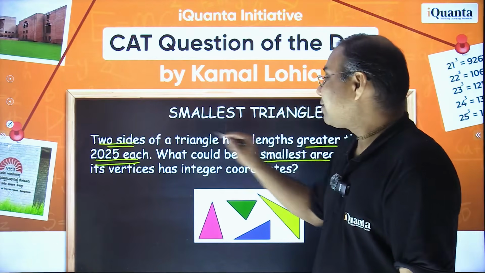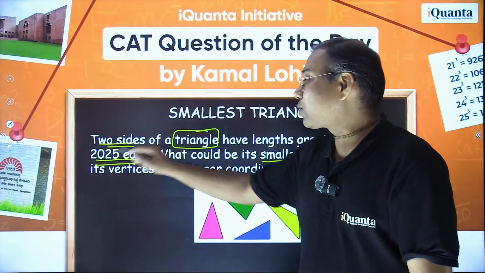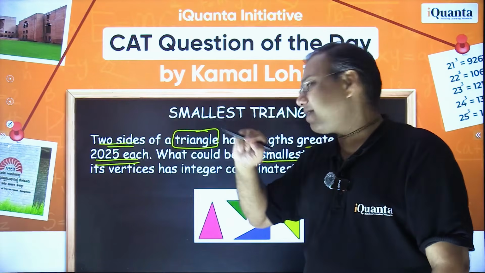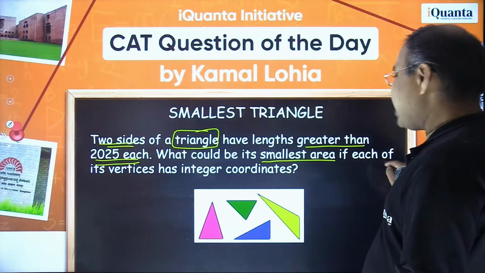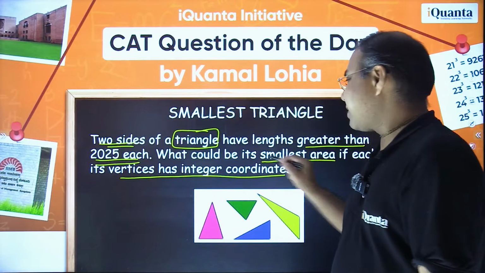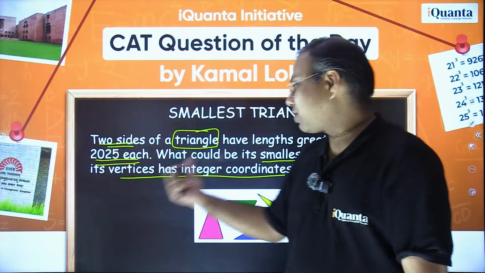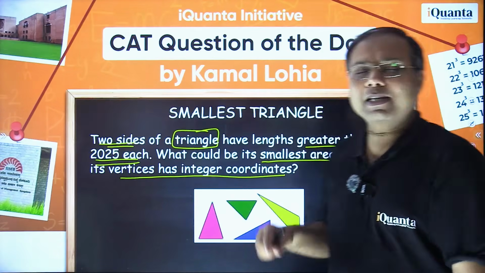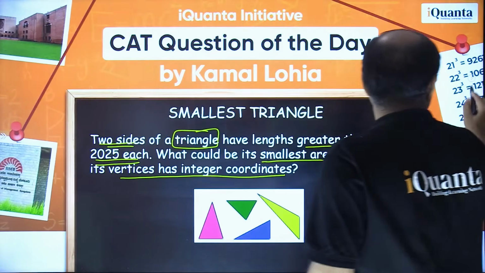किसका smallest area? उस triangle का, right? We are talking about the triangles whose two sides are greater than 2025 each. So question is what could be its smallest area if each of its vertices has integer coordinates. So we have one more condition here, that each of the vertices of this triangle, they have integer coordinates. Now what does it mean, integer coordinates? Let's see it now.